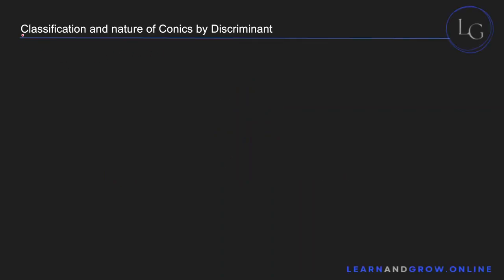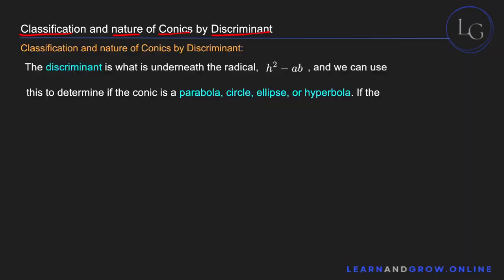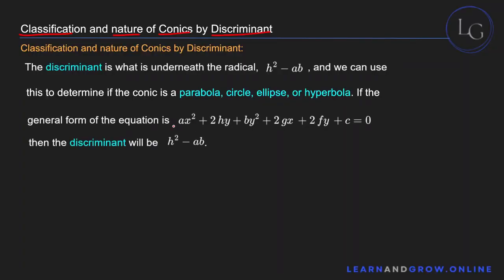Now let's discuss how you can classify the nature of conics by discriminants. So basically you have this as your general equation of any conic, right? I think you remember this from the circles. And if such an equation is given to you, you have to determine whether it's a parabola, a circle, an ellipse, or a hyperbola. You need something easier to do than to just draw this entire thing out.